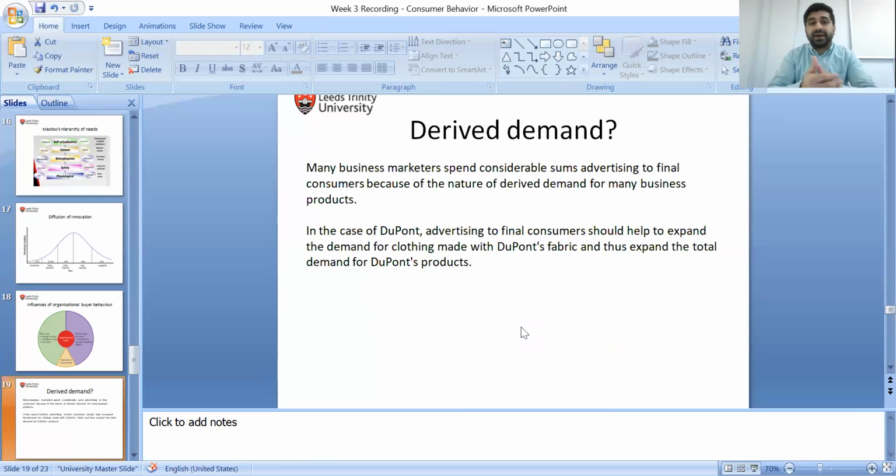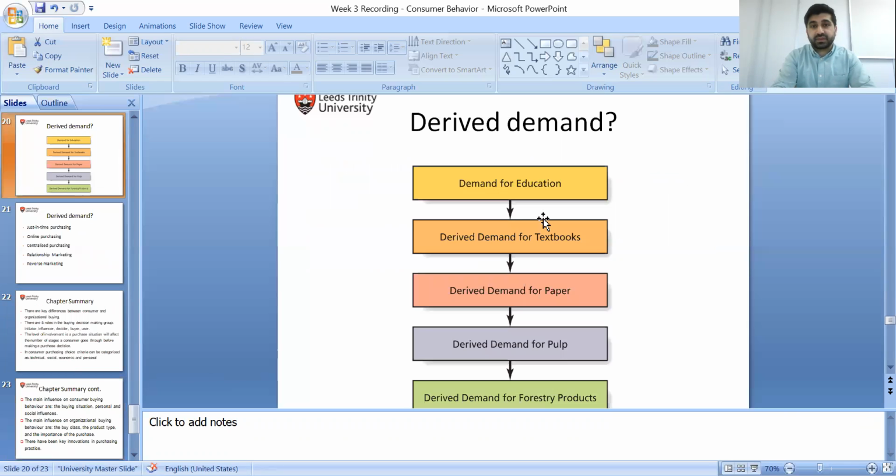Derived demand. Many businesses spend a lot of money, and they want to know about the consumers' demand. As I discussed, many businesses and marketers spend considerable amounts on advertisement to find the consumers. Why? They would like to know about the customers' demand for business products, what type of customers need a product or service. We will see here how demand can be derived.